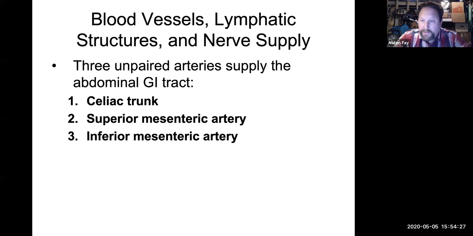What are going to supply the various organs? Well, arteries and veins, or at least the arteries, I should say: celiac trunk, superior and inferior mesenteric arteries. This is just to remind you. We've already covered blood vessels. I'm not going to go out of my way to cover them again.